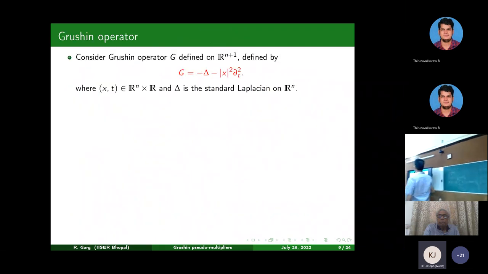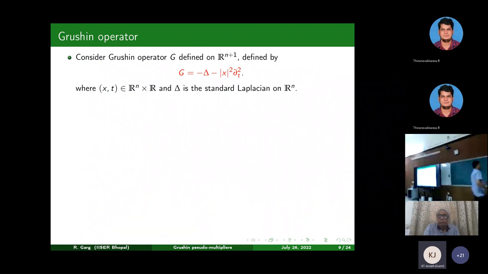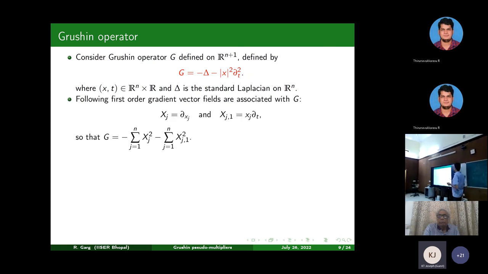So now the topic was the Grushin operator. So this is the definition of the Grushin operator, the easiest form of Grushin operator, and these are known to be sub-elliptic operators: minus the Laplacian, minus |x|² ∂_t². So this is defined on R^{n+1}, where I'm using the x variable on R^n and the t variable on the last variable. So it's like R^n cross R. Now, this can be written explicitly as a sum of squares with a minus, where the first order vector fields are ∂_{x_j} and x_j ∂_t.